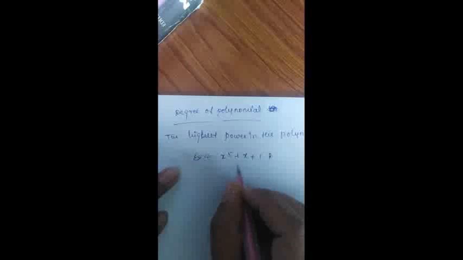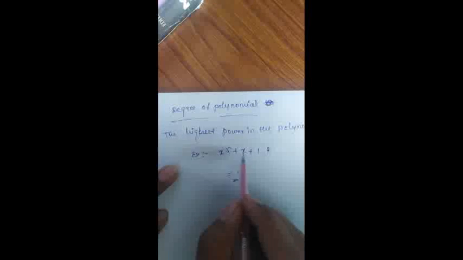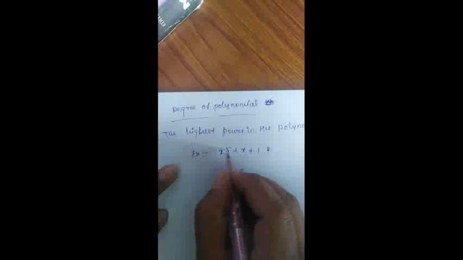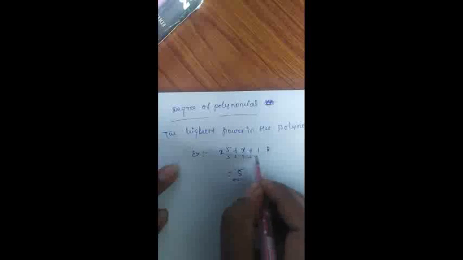It means x^5 + x + 1. Which is the highest degree we can have? In this example, 5 is the degree of the polynomial. Why? Because here we have x to the power of 5 plus x plus 1. x to the power of 5 means the degree is 5, and x with no power shown means the power is 1.